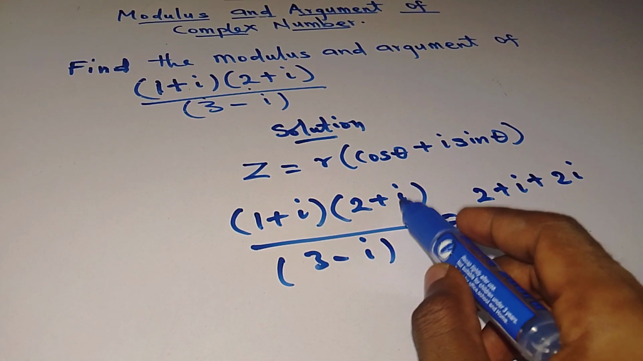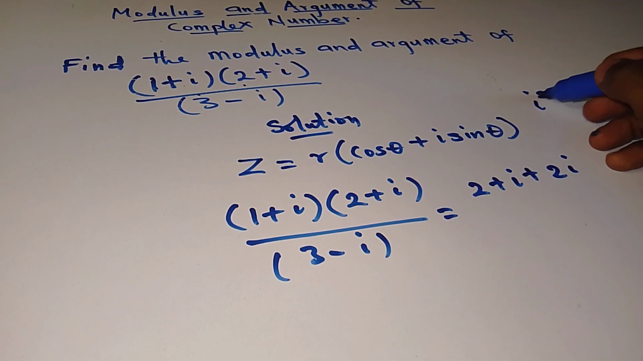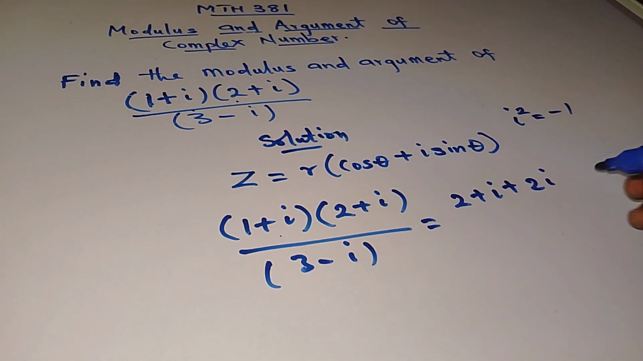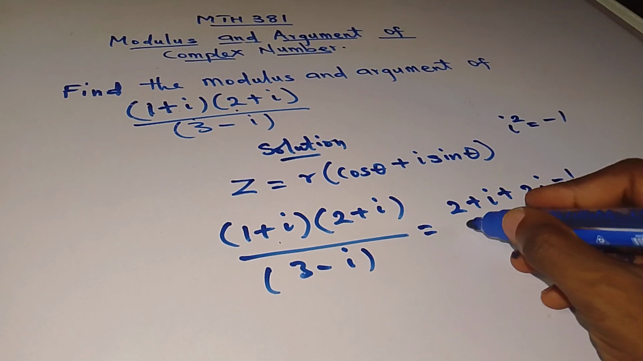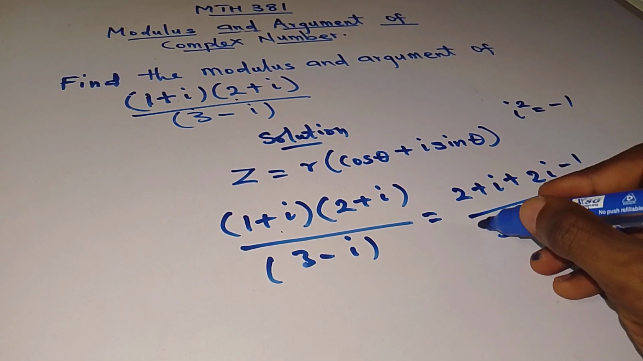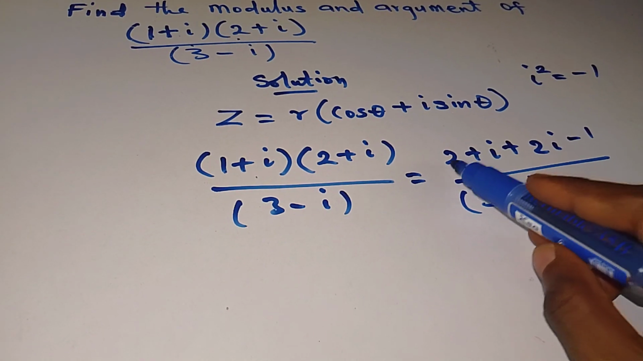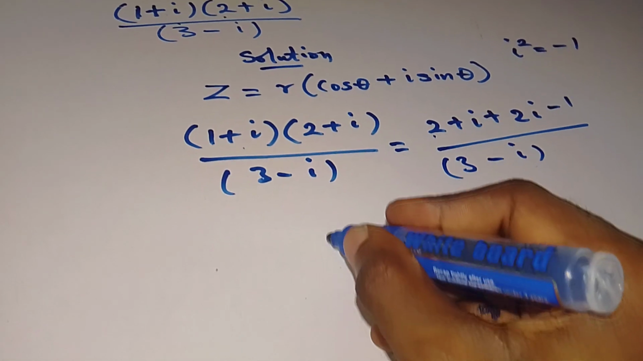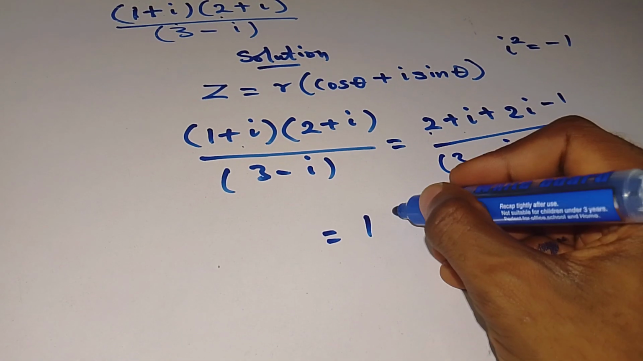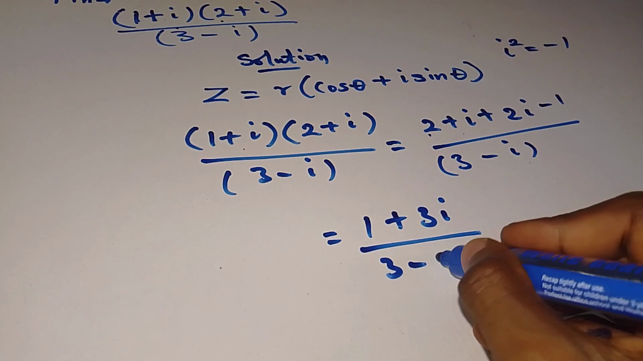Then i times i, according to the properties of complex numbers, is i squared, which is equal to minus 1. All over 3 minus i. Now you collect your terms on the numerator: 2 minus 1 is 1, then i plus 2i gives 3i. So we have (1 plus 3i) all over (3 minus i).